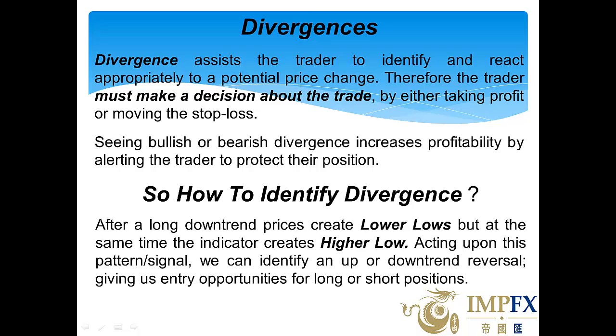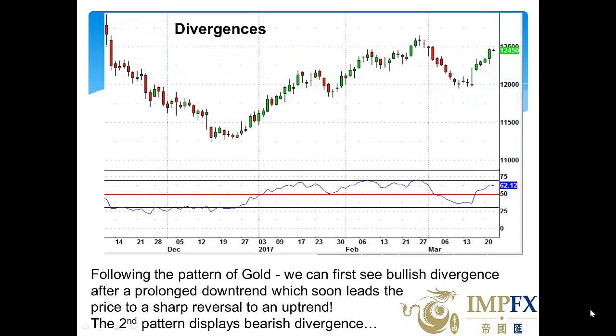After a long downtrend, prices create lower lows, but at the same time the indicator creates a higher low. Acting upon this pattern or signal, we can identify an up or down trend reversal, giving us entry opportunities for long or short positions. In the next example, following the gold pattern, we can first see bullish divergence after a prolonged downtrend which soon leads the price to a sharp reversal to an uptrend.